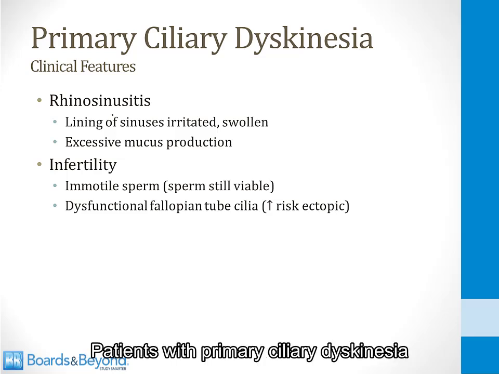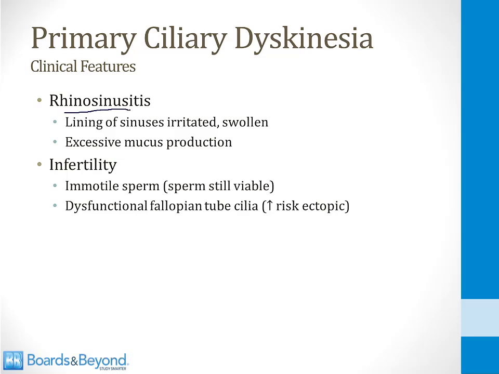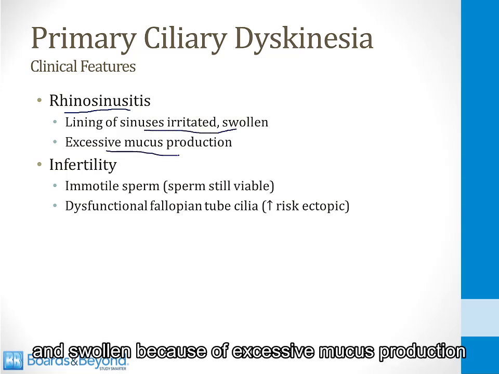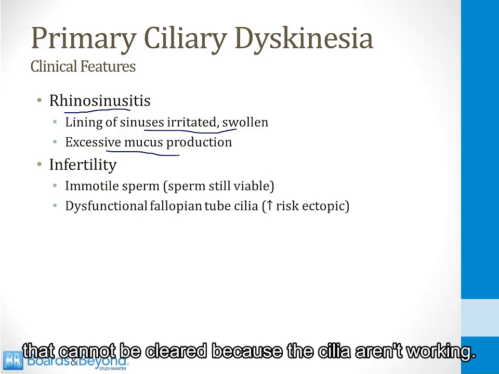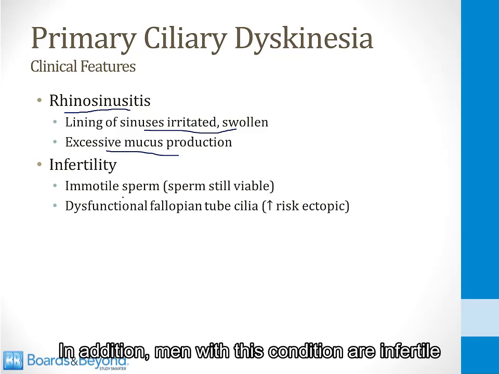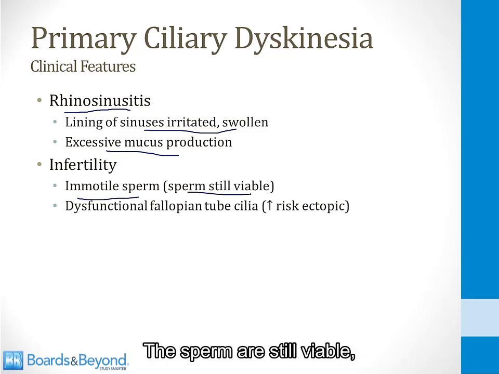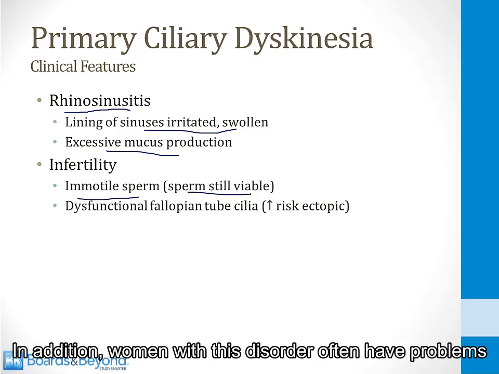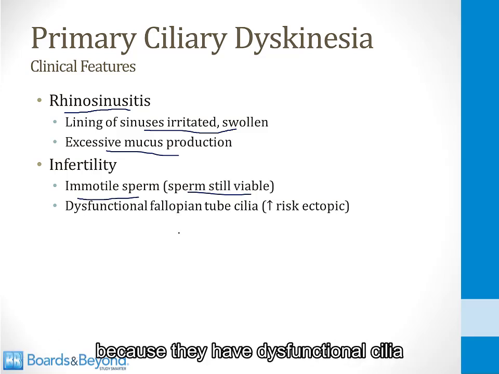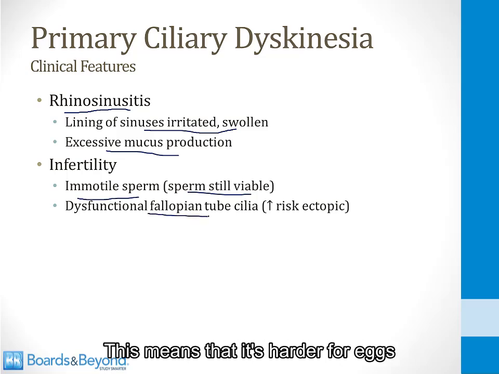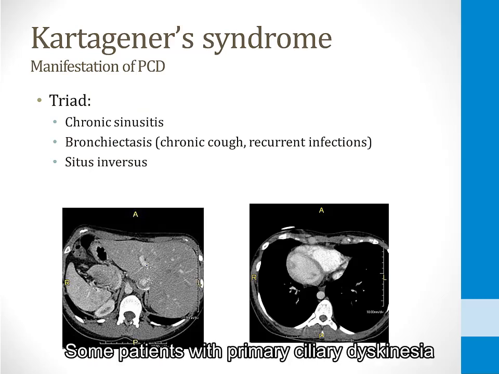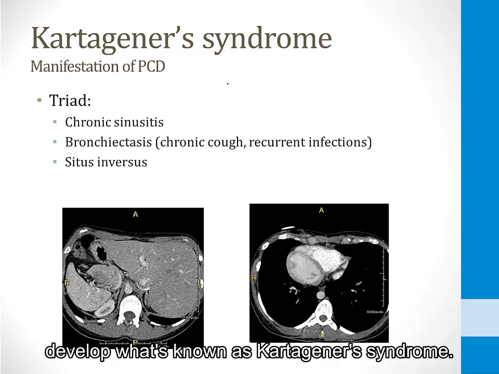Patients with primary ciliary dyskinesia get recurrent episodes of rhinosinusitis. This is because the linings of the sinuses are irritated and swollen because of excessive mucus production that cannot be cleared because the cilia aren't working. In addition, men with this condition are infertile because they have immotile sperm. The sperm are still viable, it's just that they're immobile and therefore can't fertilize the egg. Women with this disorder often have problems because they have dysfunctional cilia in their fallopian tubes. This means it's harder for eggs to move down the fallopian tubes, and there's an increased risk of having an ectopic pregnancy.